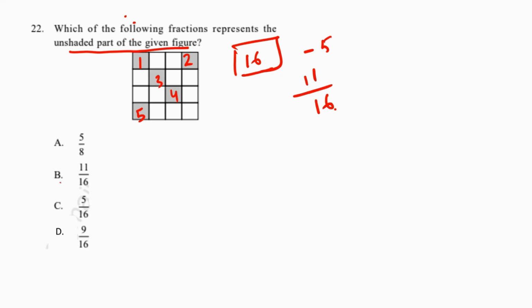Next, question number 22. A 4 by 4 grid has been given. That means there are 16 total squares or boxes, out of which 1, 2, 3, 4, and 5 are shaded. So that means 11 are unshaded. We need the unshaded fraction for this. So 11 out of total 16. Option B is the required answer.